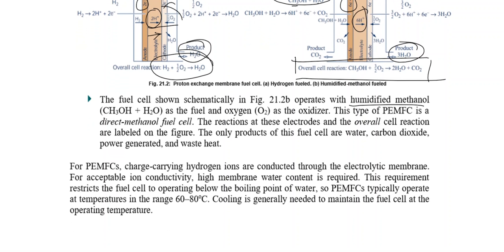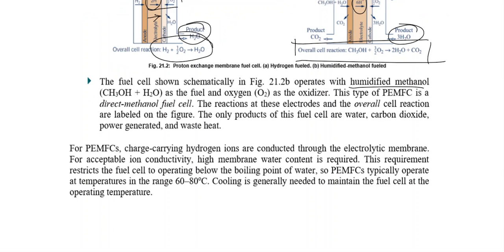The products of this are water, carbon dioxide, and power generated. And obviously, there is some waste heat as well. For the PEMFC, the charge-carrying hydrogen ions are conducted through the electrolyte membrane. For acceptable ion conductivity, high membrane water content is required. You cannot leave the fuel cell dry, and you also cannot leave it flooded with water. So there is a common problem with the PEMFC: either it gets too dry or it gets too flooded.